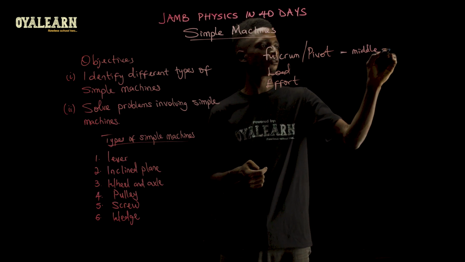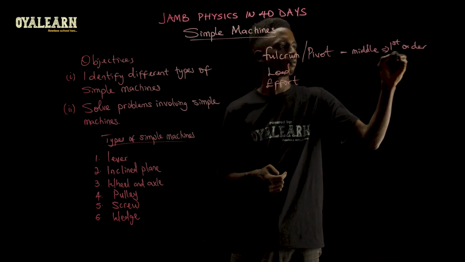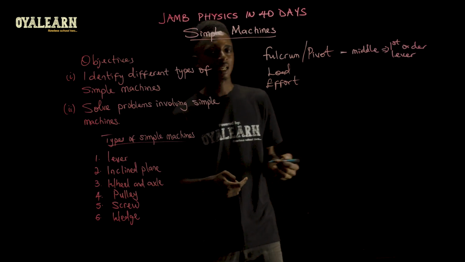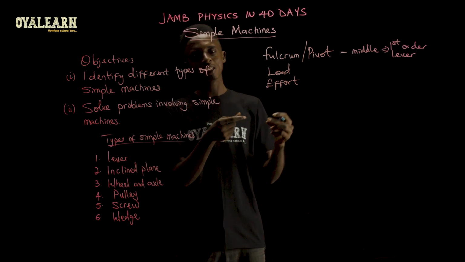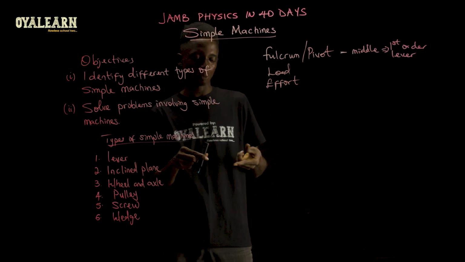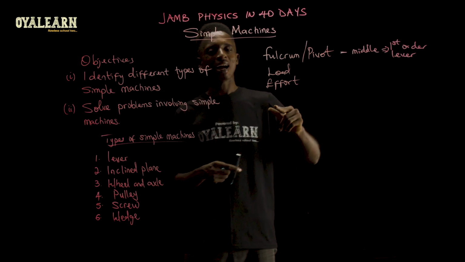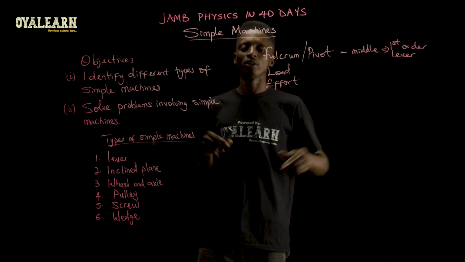Then this is the first order lever. And I gave an example like in the case of scissors. When you consider the scissors, the pivot of the scissors is at the middle. The load is put between the blades and the effort is at the handle, right? So you have load, you have fulcrum, and then effort. So that is why it's called the first order lever, based on that arrangement.